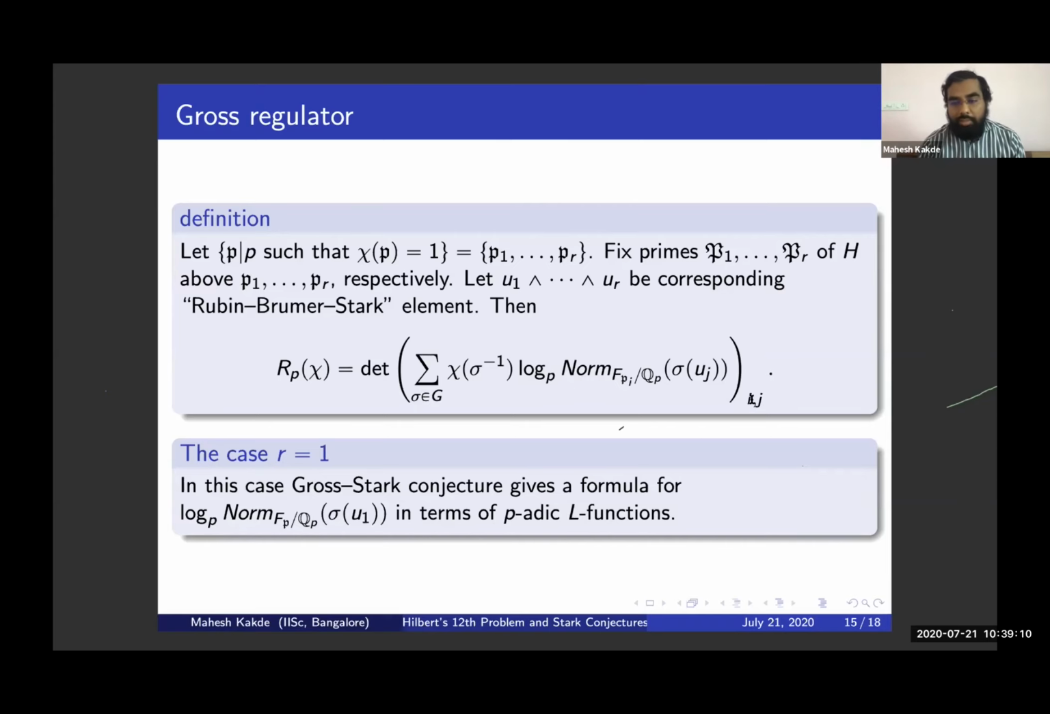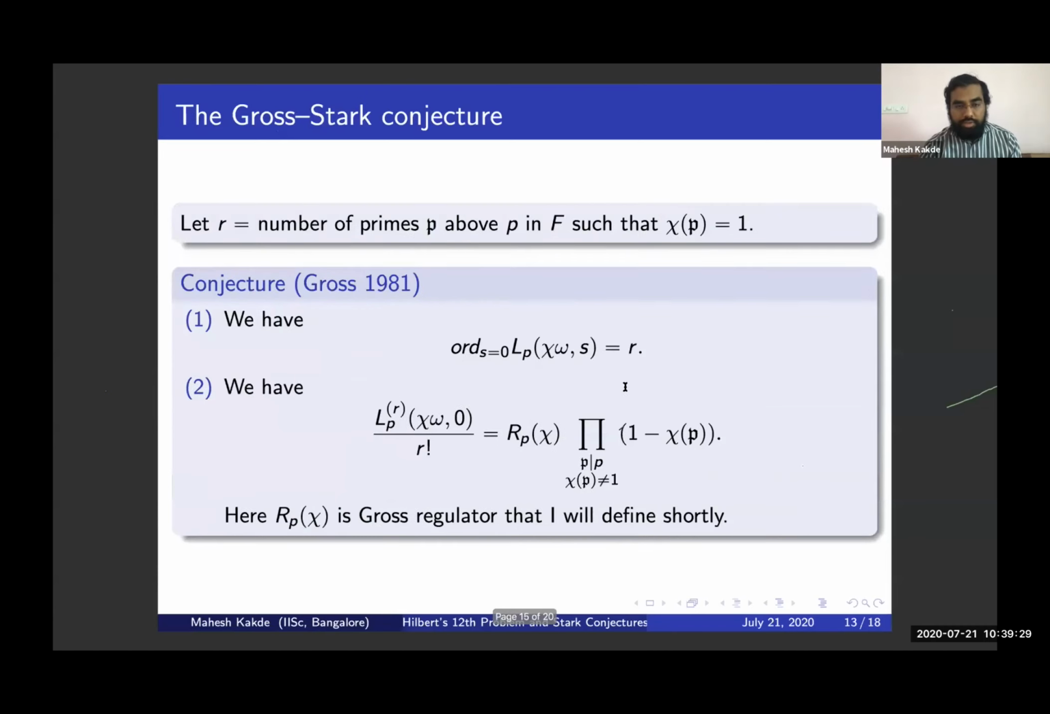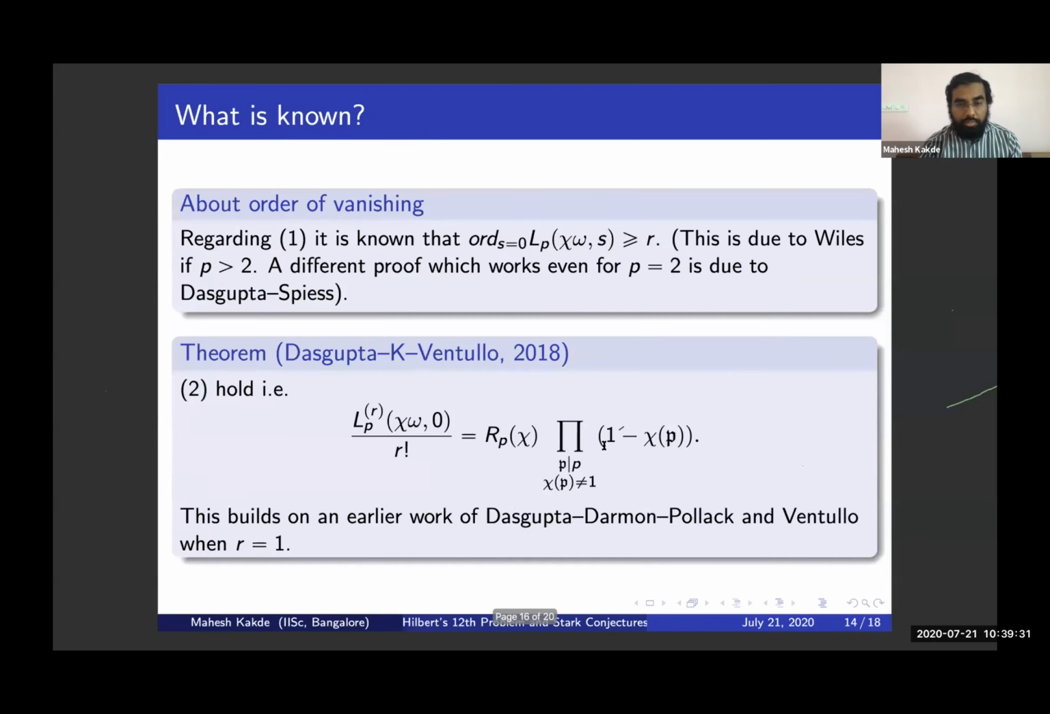So this is an R by R matrix. I and J vary from 1 to R. So this is an R by R matrix in general. And you take determinant of that. Okay, so that's the Gross regulator that appears in the statement of Gross's conjecture, or our theorem.